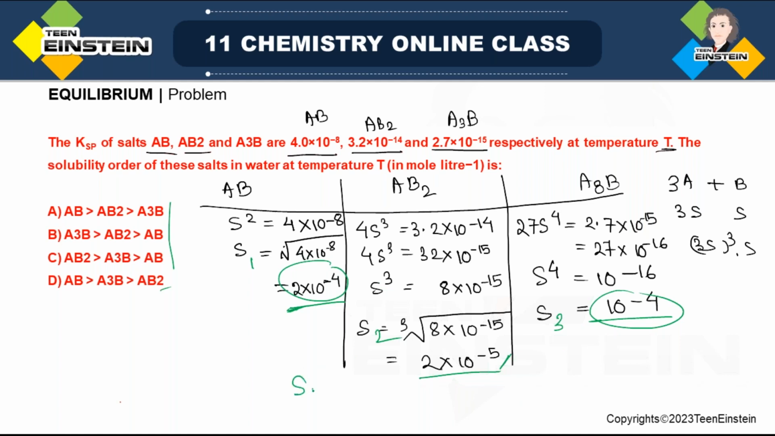So here S1 is max, after that it is S3, and at last it is S2. So it is for AB, it is for A3B, and then we have AB2. So option D, that should be the correct option. But again I am saying just look at this value, it is at last, so you can choose it. Okay.